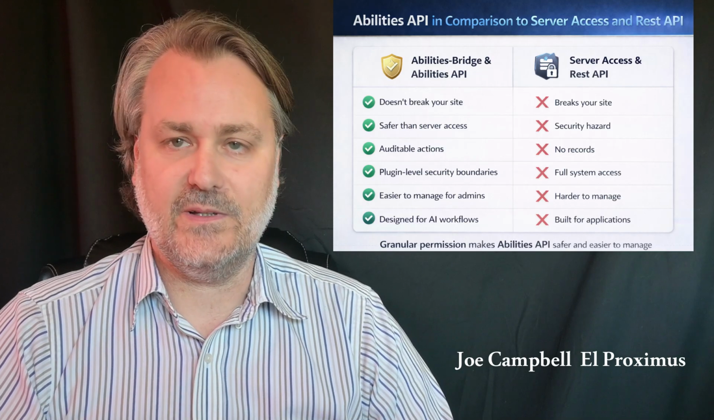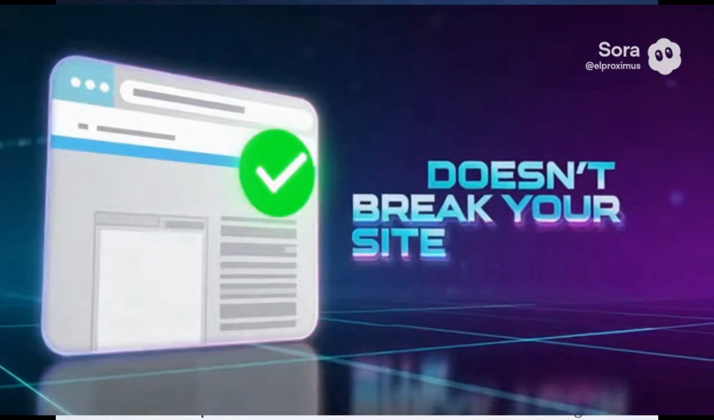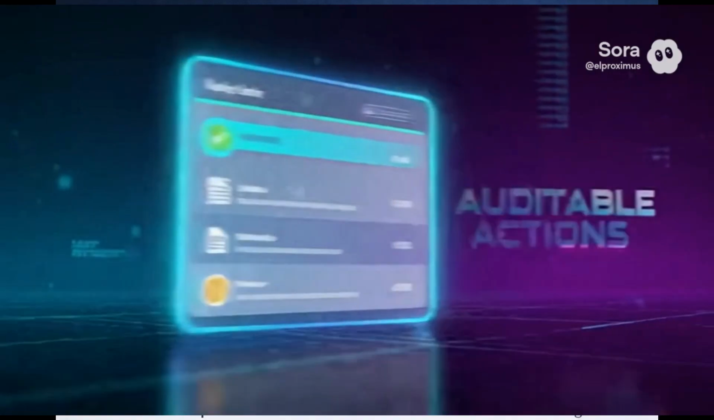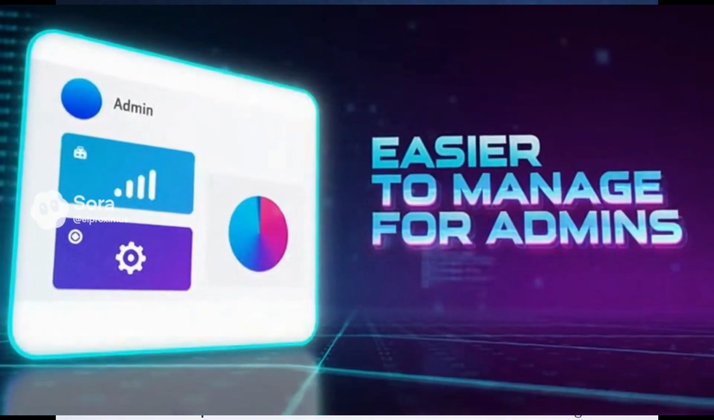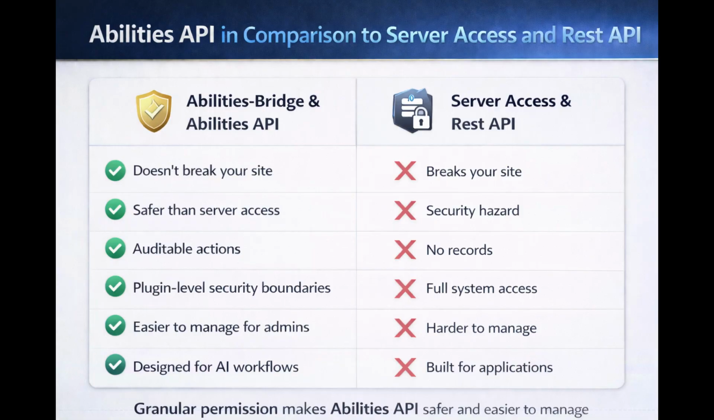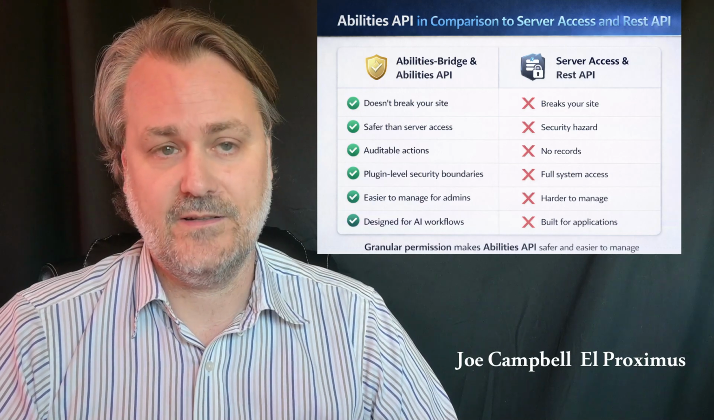Why use the Abilities API? In comparison to Server Access and REST API, Abilities Bridge and Abilities API doesn't break your site, safer than Server Access, auditable actions, plugin level security boundaries, easier to manage for admins. It's designed for AI workflows. Granular permission makes the Abilities API safer and easier to manage.